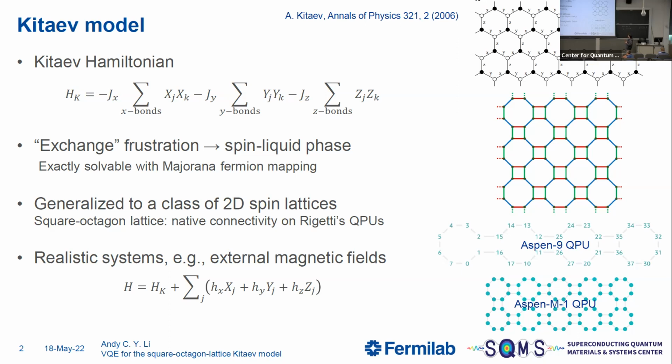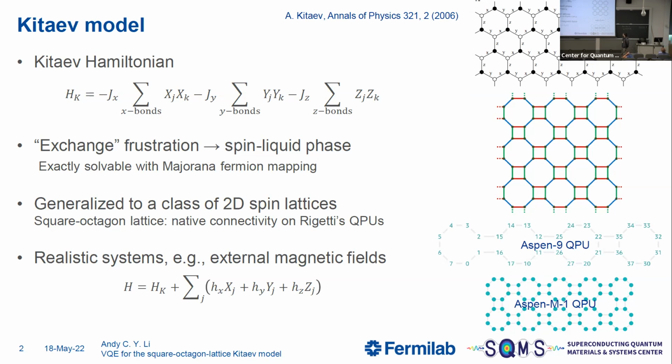Why is it interesting? Although all of the J couplings are positive, so the coupling is antiferromagnetic, the fact that there are different types of coupling effectively creates an extreme frustration. If you look at the ground state of this system, there will be a spin liquid. This is pretty interesting. In particular, this model is exactly solvable when using the Majorana fermionic mapping.